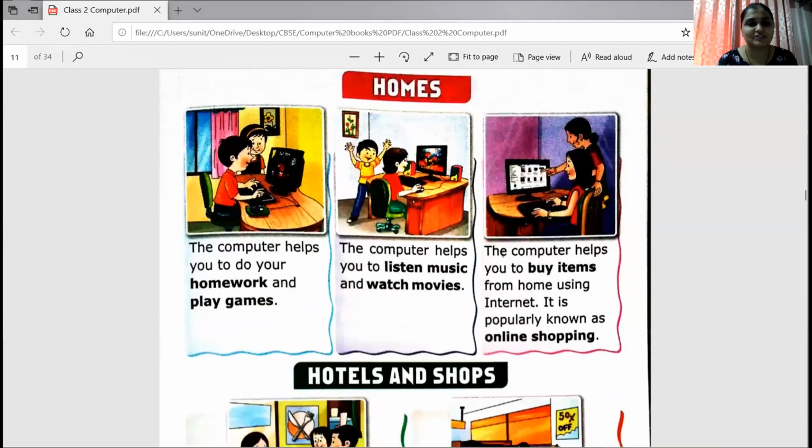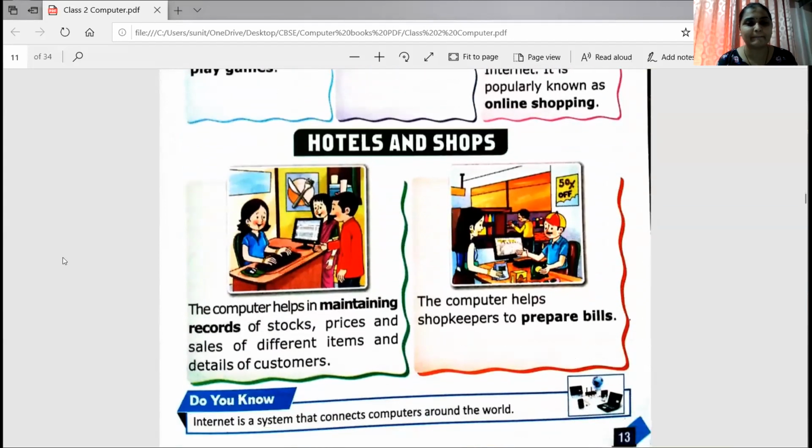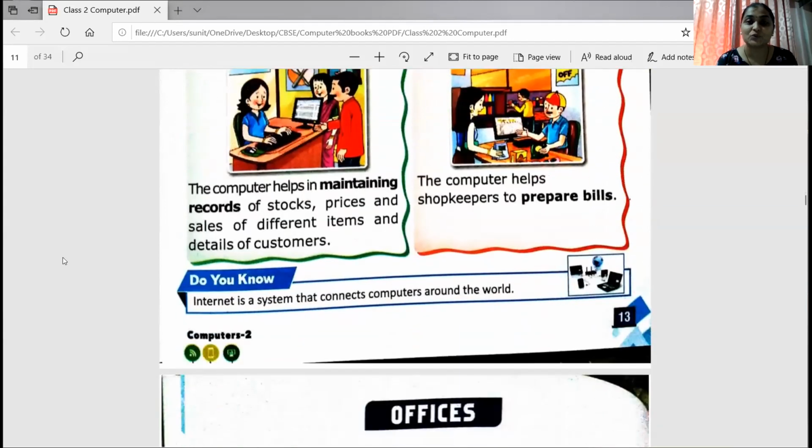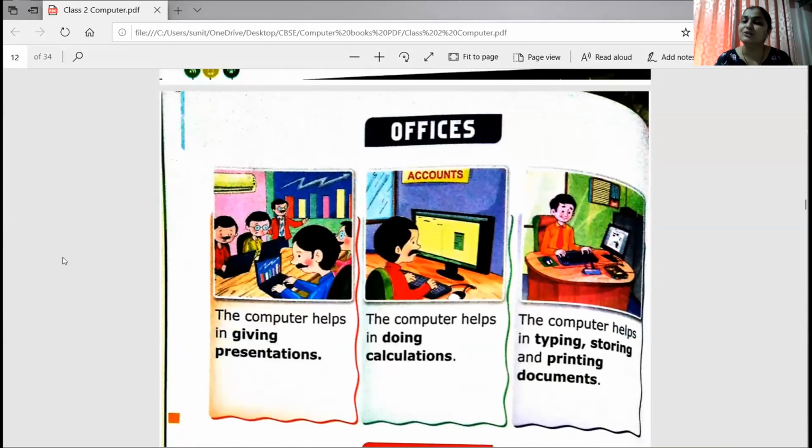Okay, so let's start. Let me share the screen with you. Yes. So this we have already covered. So today we are going to see the use of computer in the office.